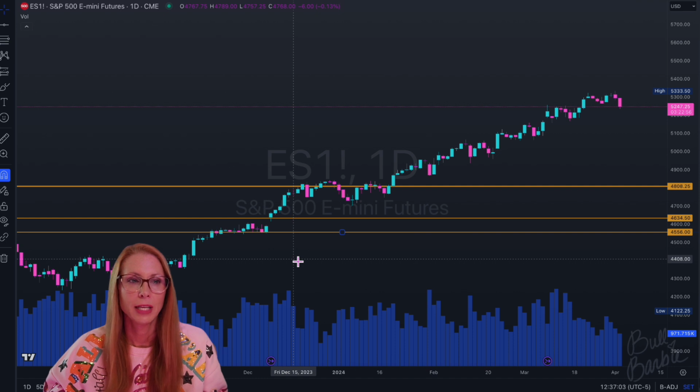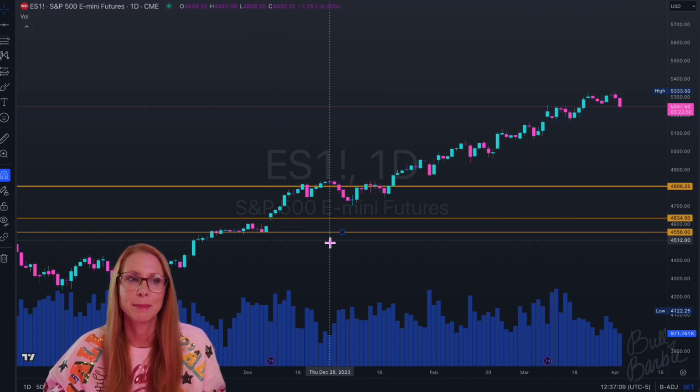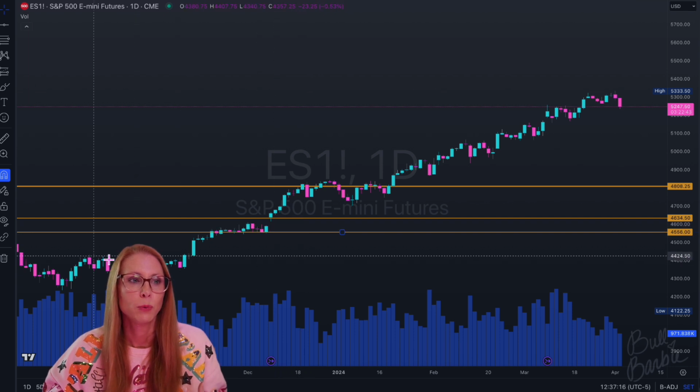And I do end up labeling most of my levels. I try to be really good at labeling them. That way, if we have been trading way up here and then finally come down, I'm going to know what that was.